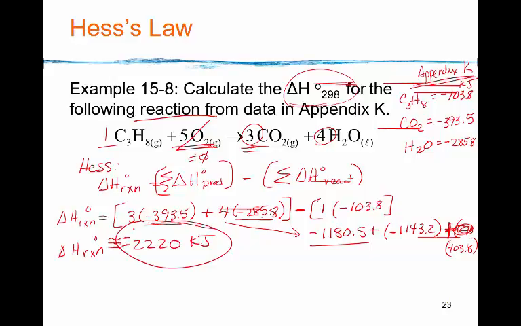So that negative number tells me what? It verifies my original hypothesis that it's going to be exothermic. Yep, it's exothermic because I'm giving off heat. I know that because I have a negative delta H. Very good.